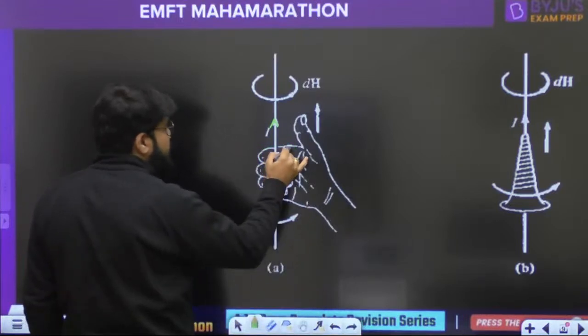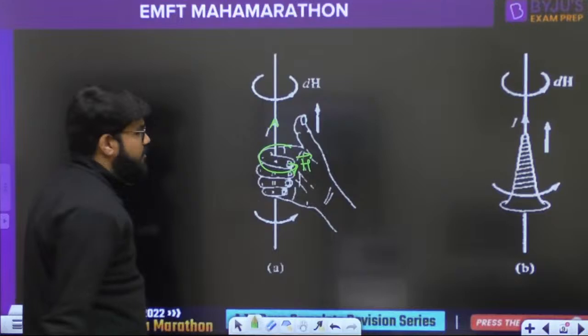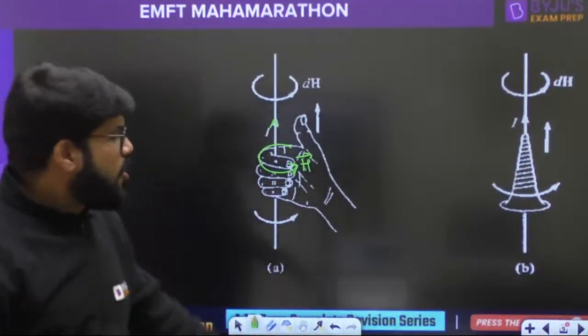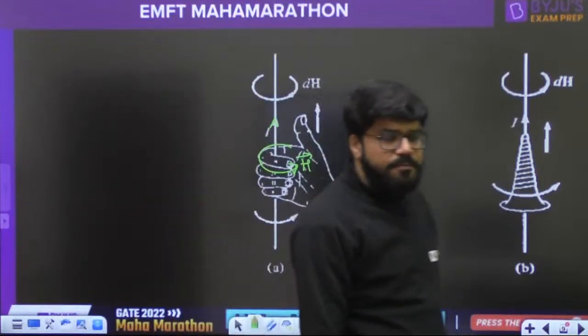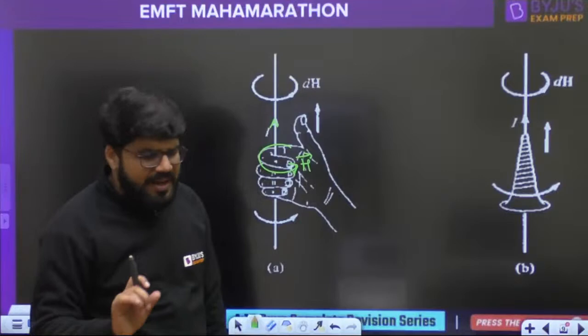Okay, what is the direction in which my fingers will curl? That direction is the direction of the magnetic field. This is also given by the right hand screw rule. According to the right hand screw rule, what do we do?